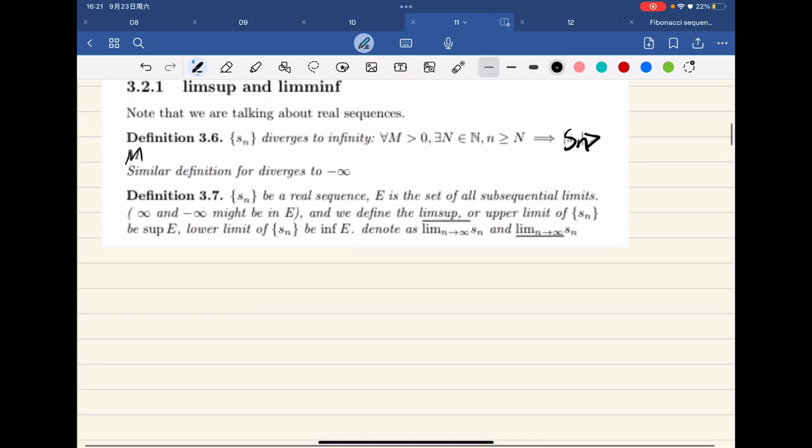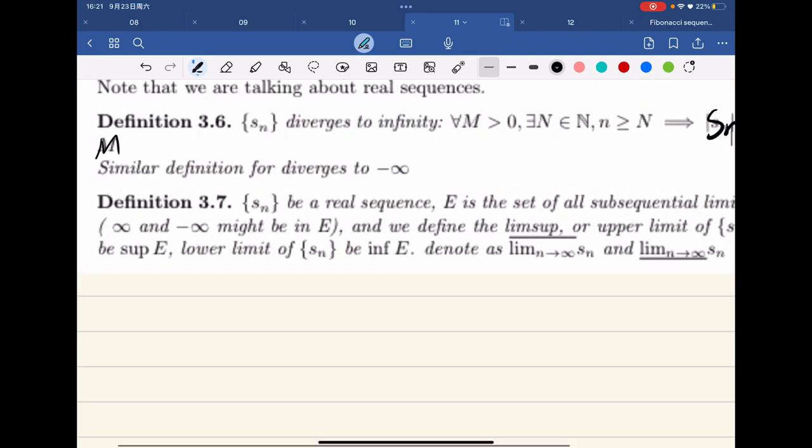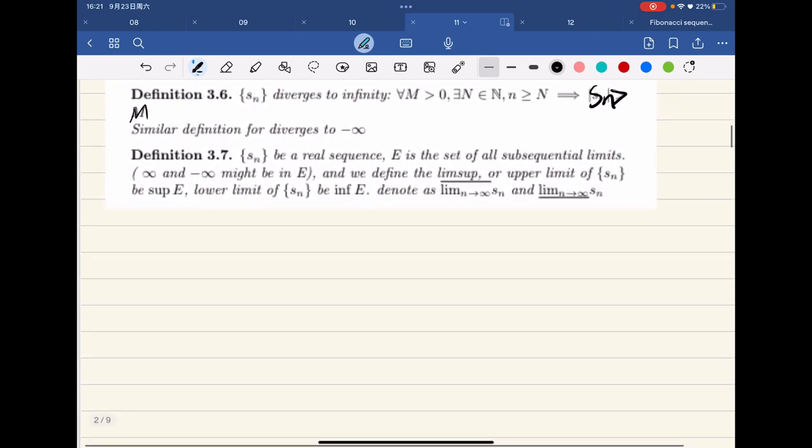Okay, so first, I'm going to introduce the definition of diverging to infinity. It says that if a sequence diverges to infinity, it means that for any positive number, there are infinitely many terms that are greater than this positive number. So no matter how big you choose, you can still find a cutoff such that after the cutoff, the tails are all beyond this point, which describes the divergence behavior. And there is a similar definition for diverging to negative infinity.